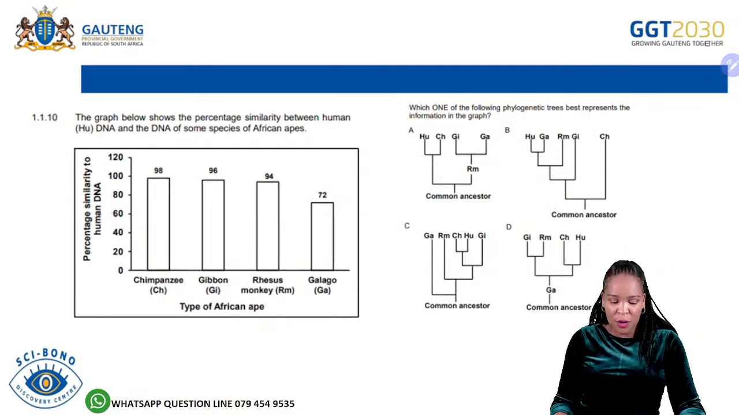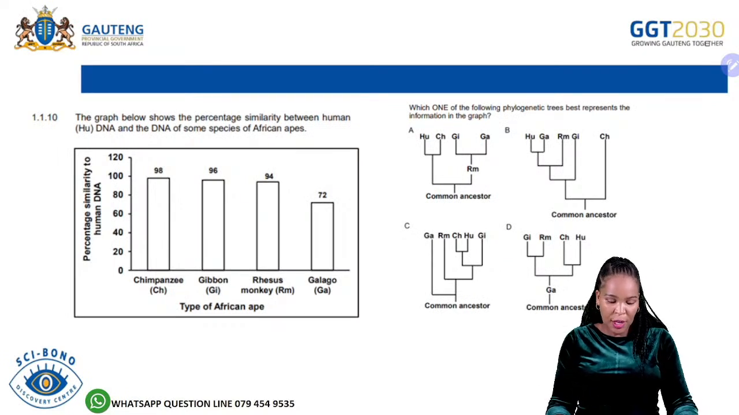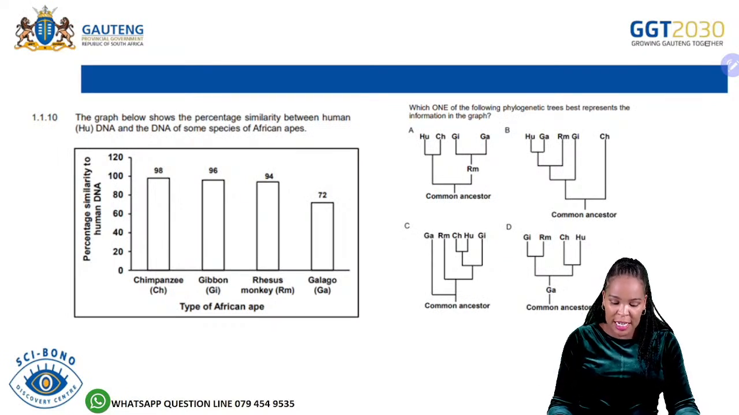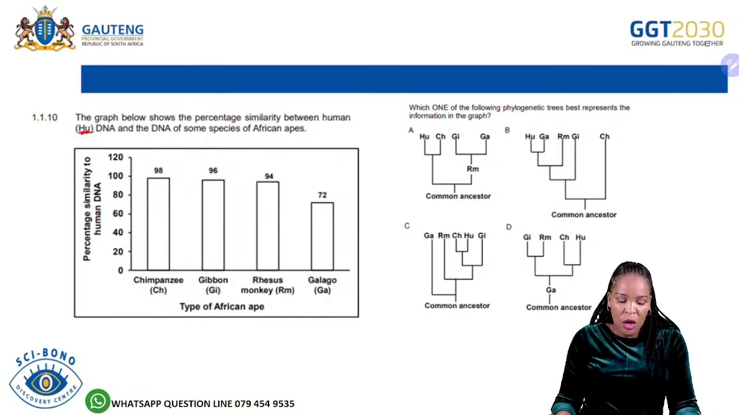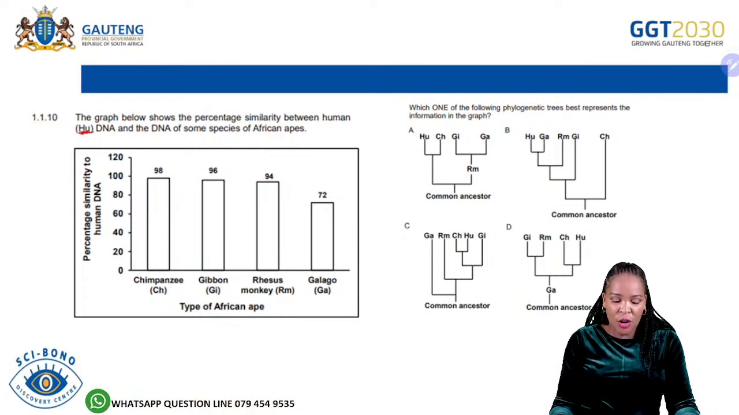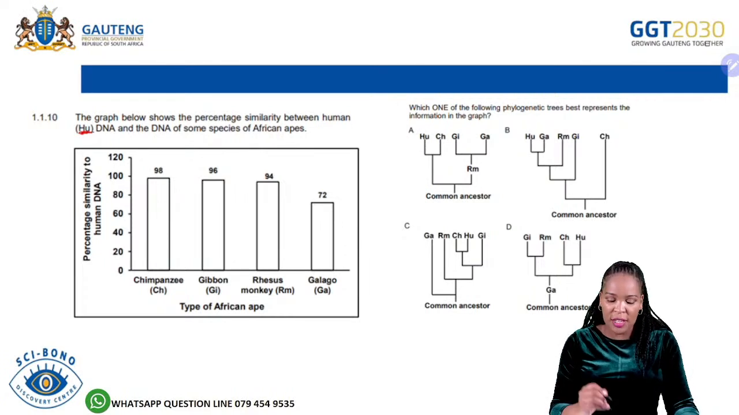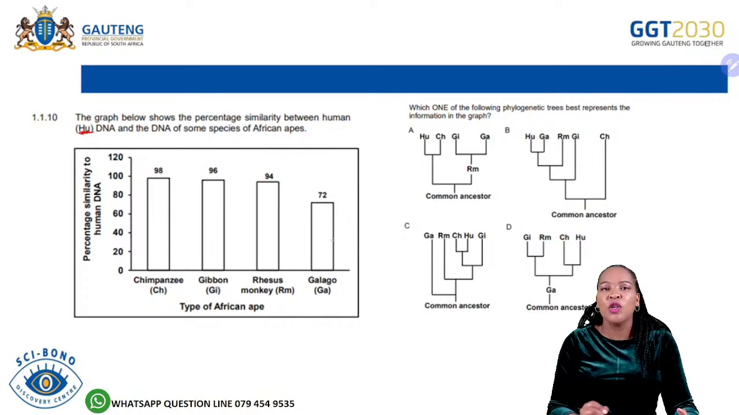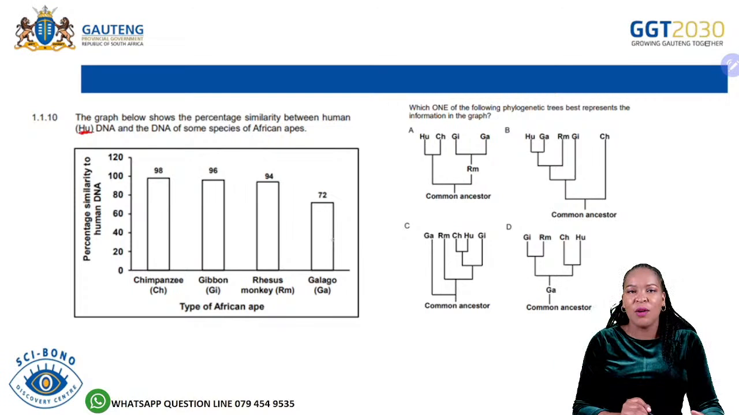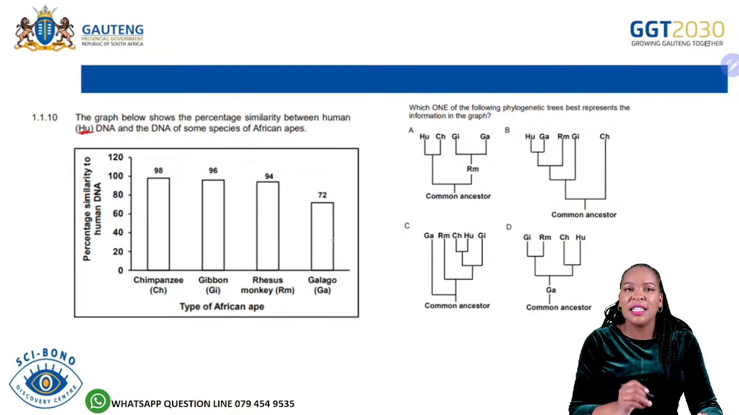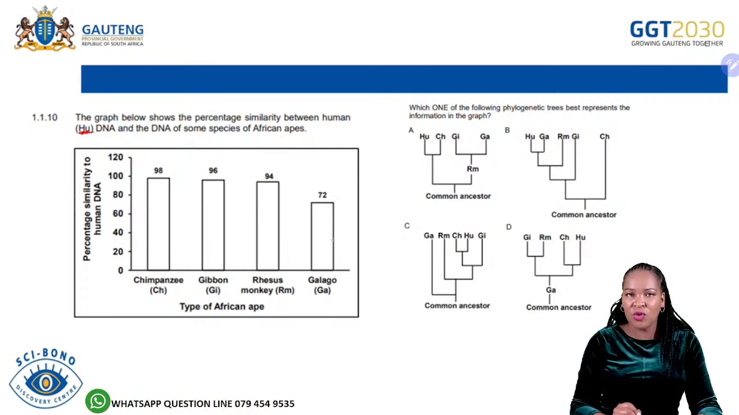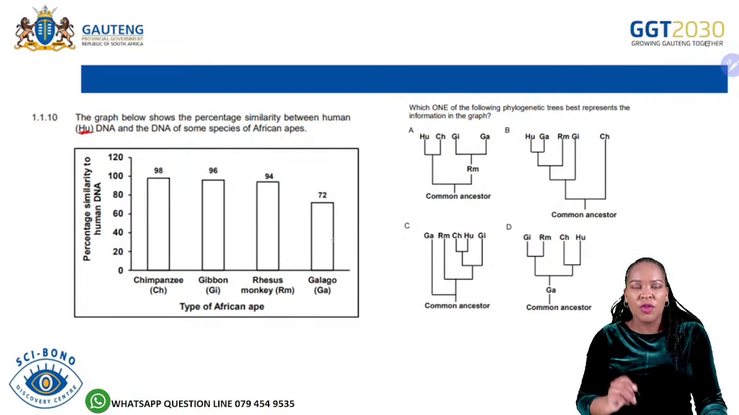Right. For the second question, also on DNA, the graph below shows the percentage similarities between humans, written as HU, humans' DNA, and the DNA of some species of the African apes. We will see the species as we go. So we're going to read the graph and see what is happening there. Before you even attempt the questions, you must understand what is happening on the graph. Even if the question does not say study the diagram, you study the diagram. And how do you do that? You try to interpret it before you even go to the questions.